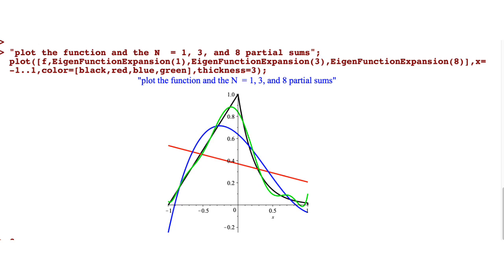So in the last slide, here's a plot of the function. It's in black. And then we have the 1, 3, and 8 partial sums. The last one, 8, is the color green, and you can see that it's starting to do a much better job in approximating the actual function.